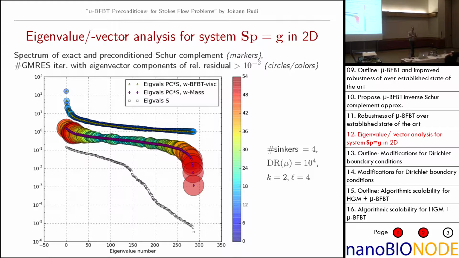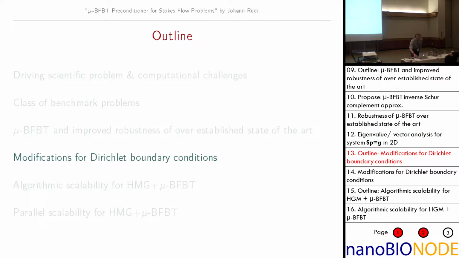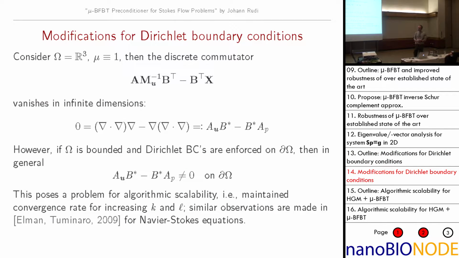So I was decomposing the residual into these eigenvector components and trying to see which of these modes are taking longer to converge. Okay. Now there's a technical issue pertaining to the Dirichlet boundary conditions. If we had this commutator in an open domain, no boundaries, viscosity constant, then you could satisfy the commutator in infinite dimensions exactly. So I use an operator notation for these infinite dimensions.